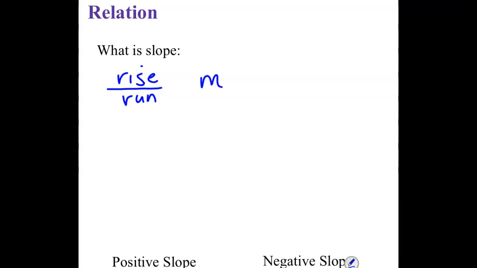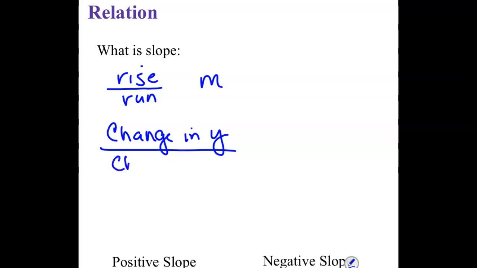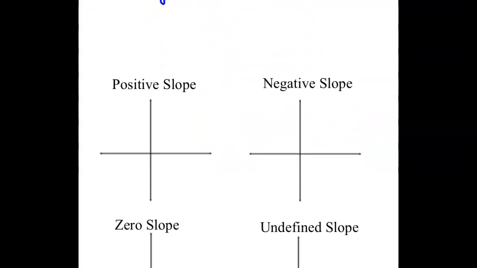Any other ways of thinking about slope? What does it mean when we say rise? What are we looking at? The change in y over, what's run then? Okay, so change in y over change in x. Have you seen this symbol before? Delta y over delta x. Okay, another way of saying that. Change in y over change in x.